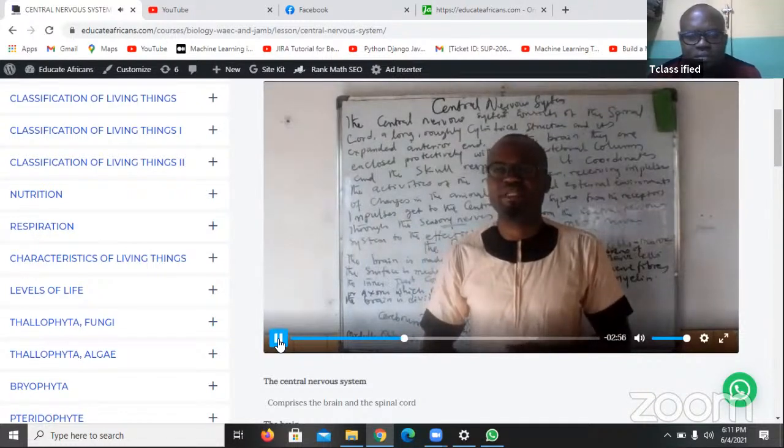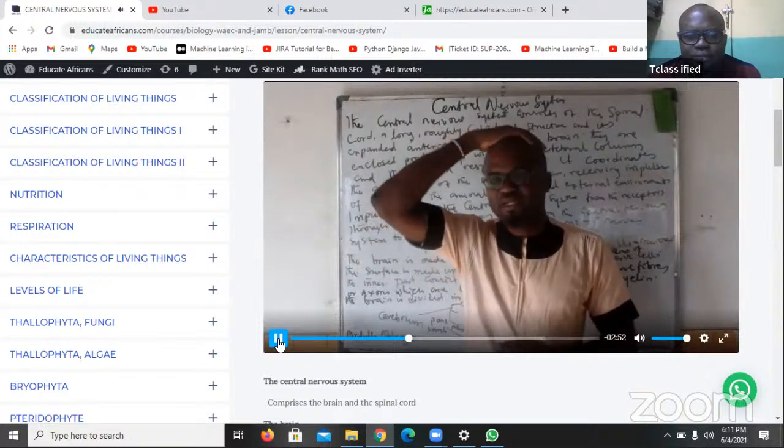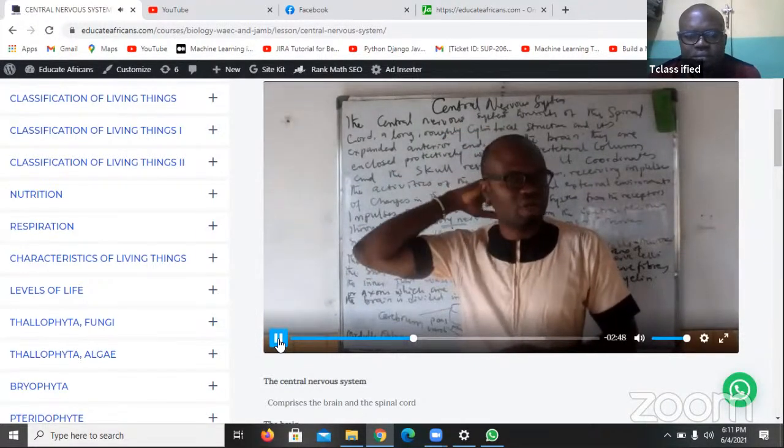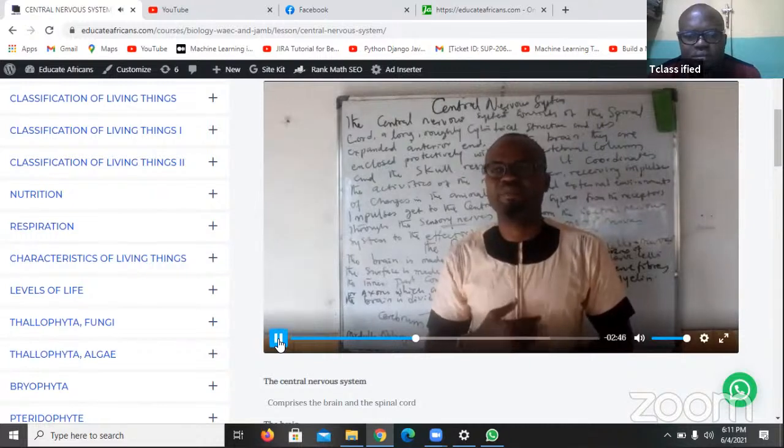So that is a very important aspect of the central nervous system. The brain is protected by the skull, whereas the spinal cord is protected by the vertebral column. They need this protection because both of them are very big.